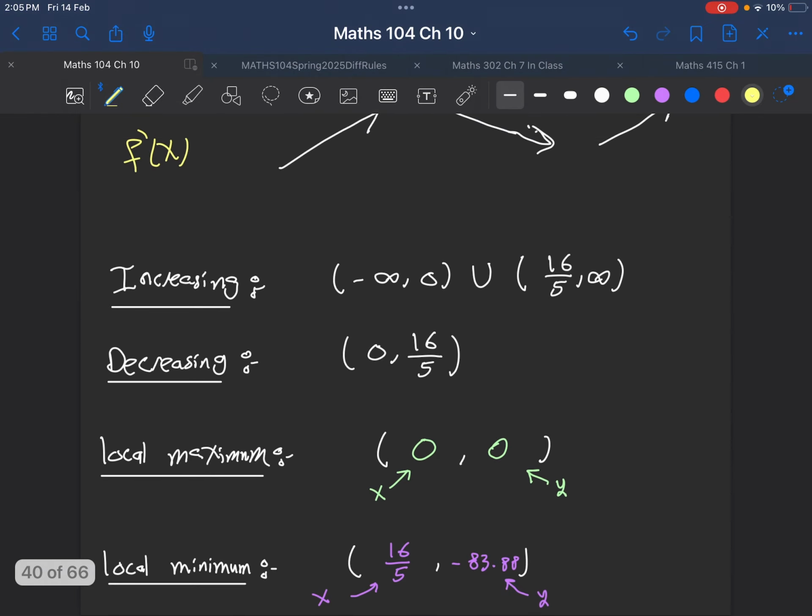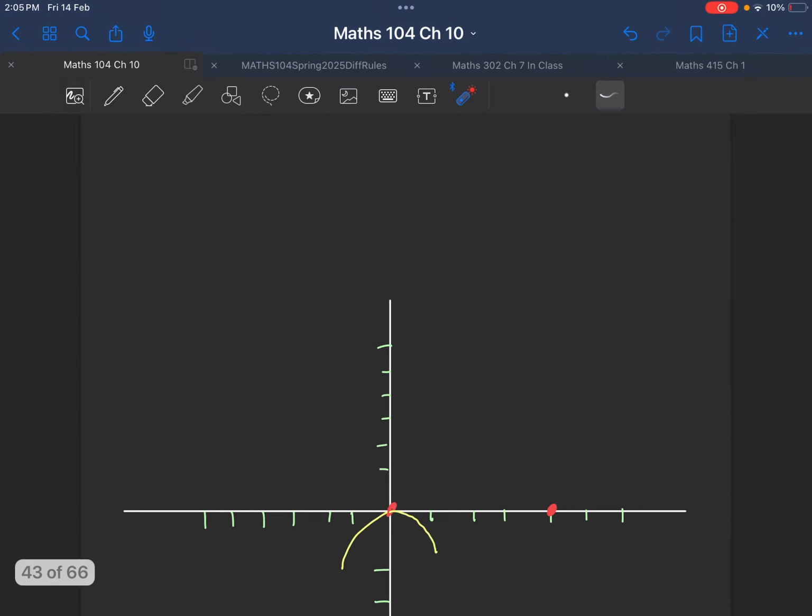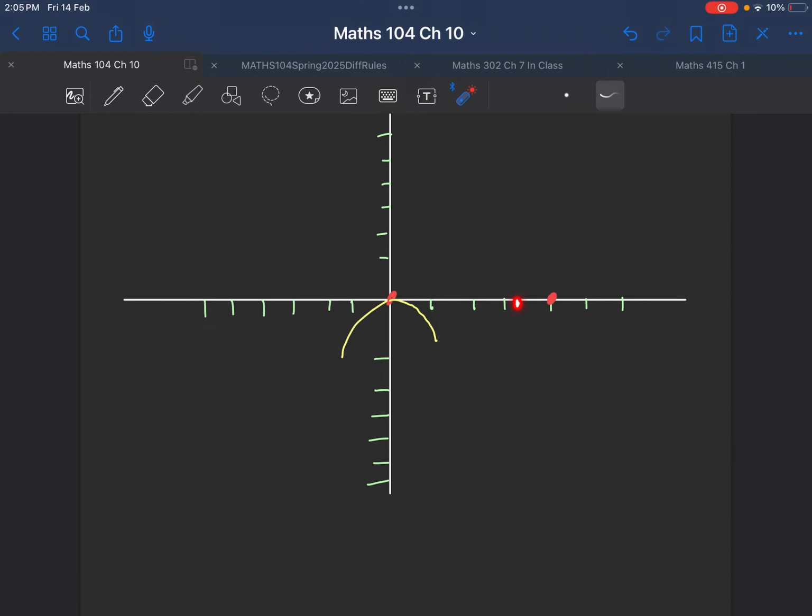Next step, find the local minimum. The local minimum is at x = 16/5, which is 3.2, and y = negative 83.88. So we go to 3.2, which is here, and then we go all the way down to negative 83. Of course, this will be just a sketch. So we will assume this is where it should be, and it will go like this. This is negative 83.